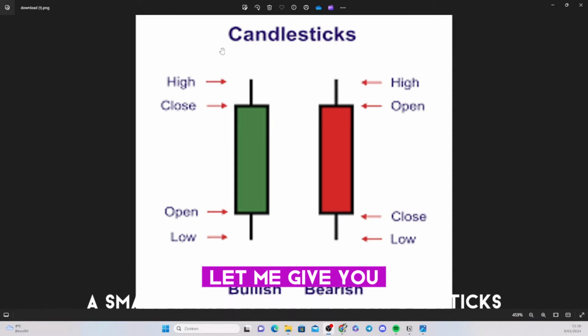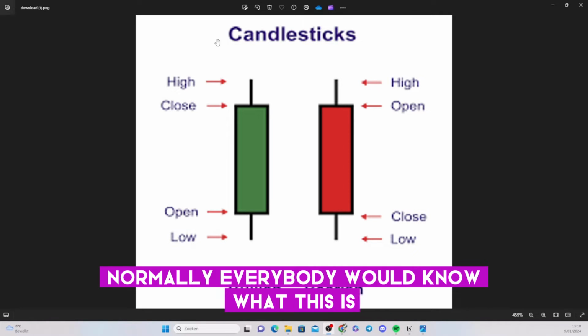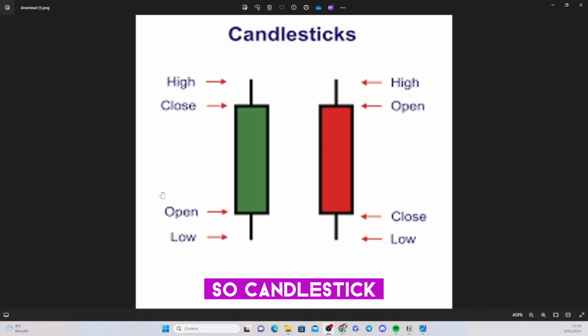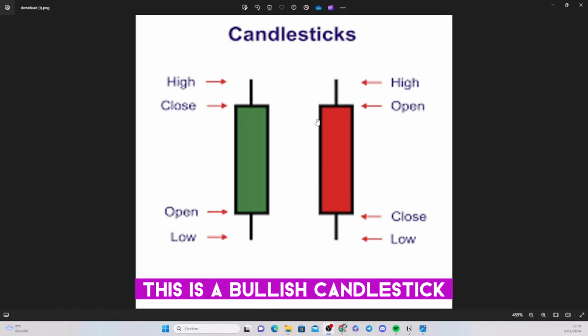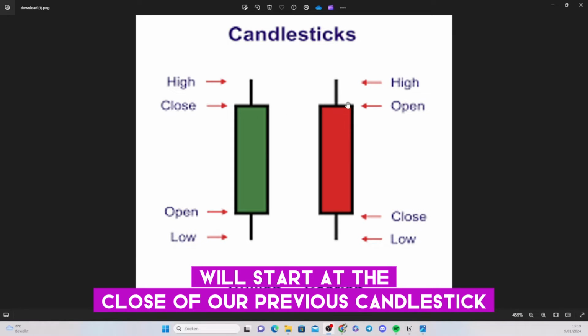First, let me give you a small introduction to candlesticks. Normally everybody would know what this is. So a candlestick, this is a bullish candlestick, this is a bearish candlestick. So everybody knows the open. We get some selling in, buyers take over, we push price up. And here the buyers take over, we push price down, and we get a close. The next candlestick will start at the close of our previous candlestick.